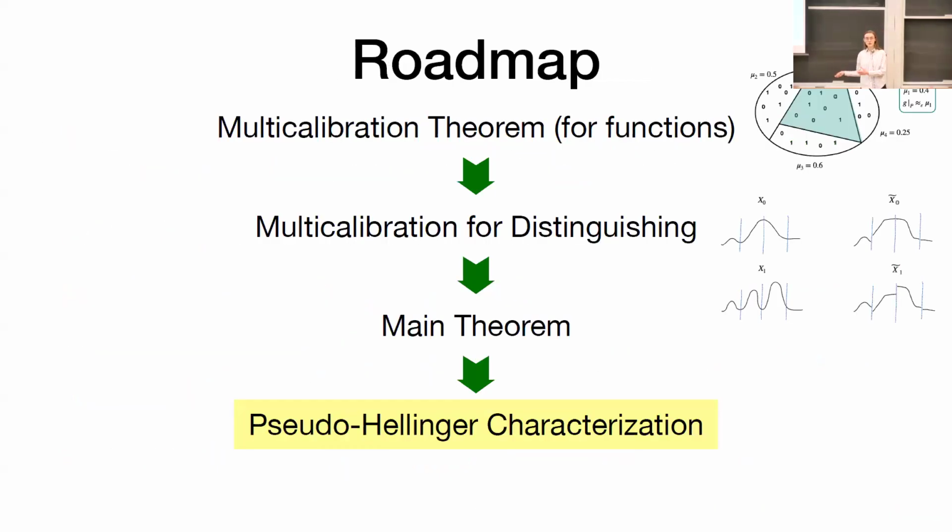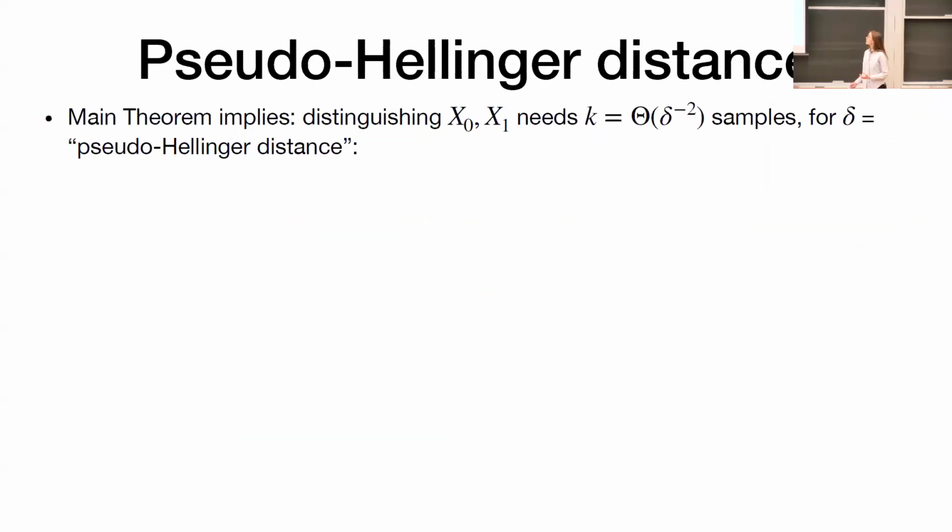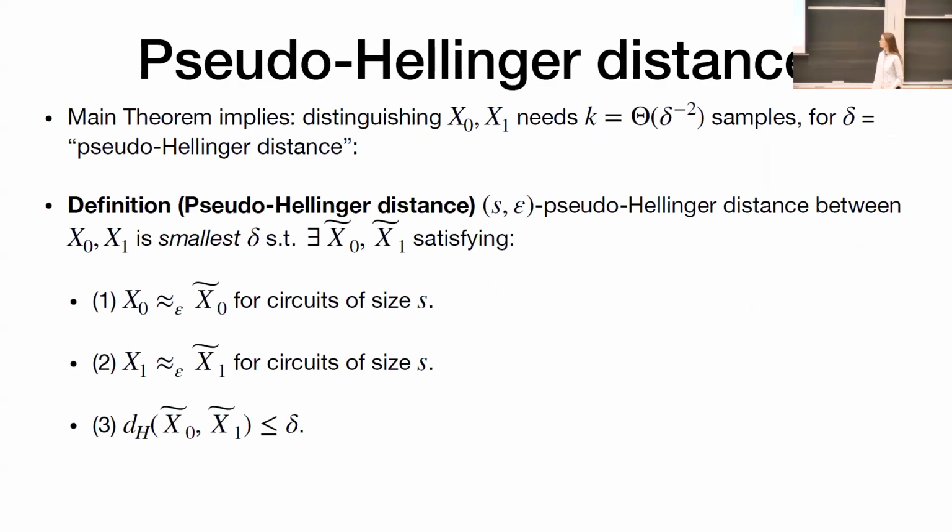I'll now present an alternative characterization of our main theorem. In the setting of statistical distinguishability, by characterizing the distinguishability in terms of total variation distance, we got a characterization of the number of samples we need in terms of Hellinger distance. And this characterized the number of samples. So what we're going to do now is define something called the pseudo-Hellinger distance, which is going to provide a tight asymptotic characterization of the number of samples we need.